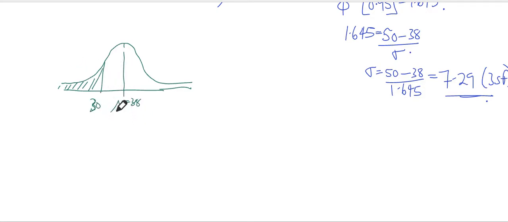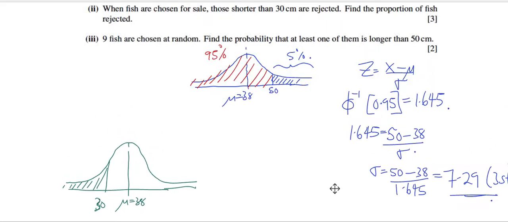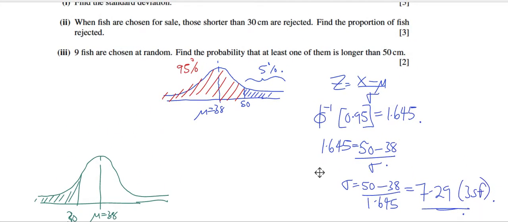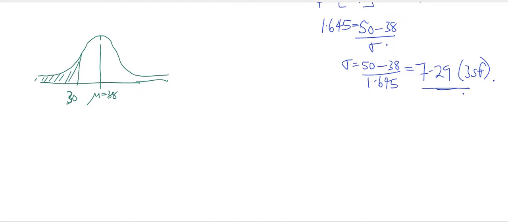On the left-hand side, your z-score will be negative. Now, what was the question? The question requires us to find the proportion of the fish that is rejected. What is the probability, or the proportion, over here that's rejected? So to do this, again, let's find the z-score. The z-score is x minus mu over standard deviation. X here is 30 minus 38, divided by 7.29.